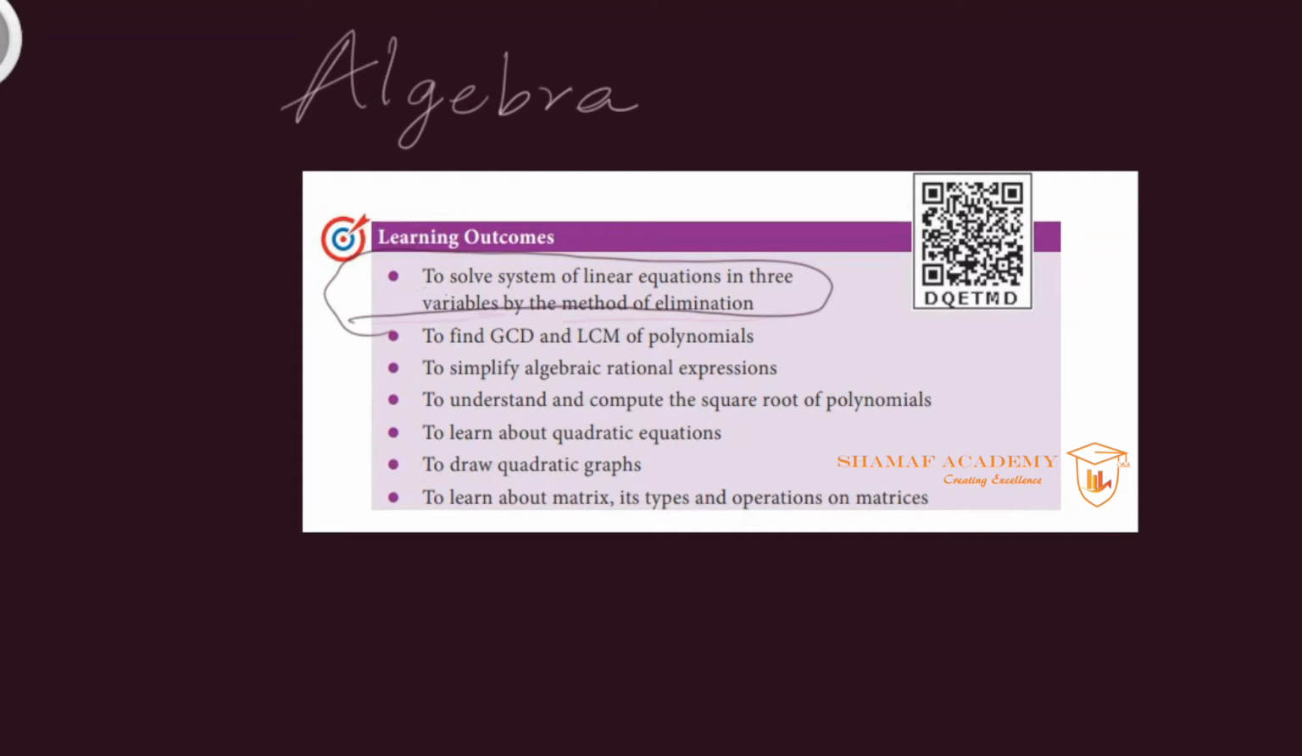Today we are going to study the chapter Algebra, and our learning outcome for today is to learn how to solve linear equations in three variables by the method of elimination. There are many questions. What do you mean by linear equations? We are going to study what we mean by three variables, and we are going to learn this method called the elimination method. Stay tuned.